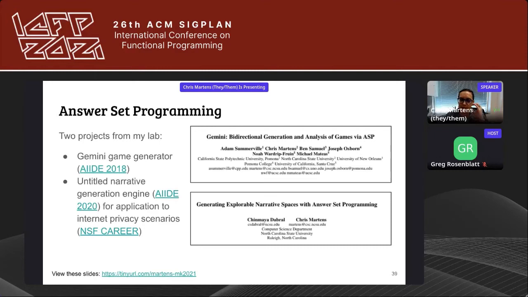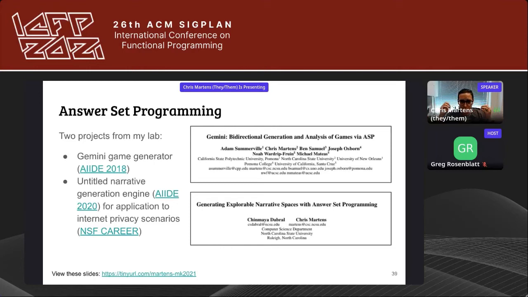So there would be some sort of story content on the left side of the screen and some sort of abstract mini game on the right hand side of the screen. And the mini game was supposed to in some way reflect the narrative, which was also being procedurally generated by a different system. So we implemented a game generator for that using answer set programming.